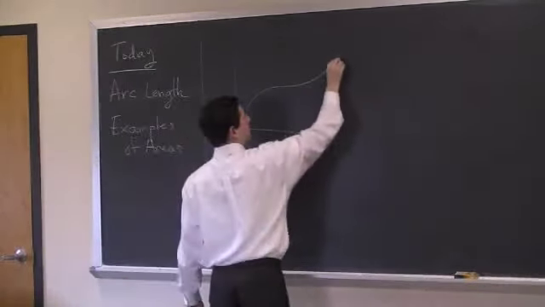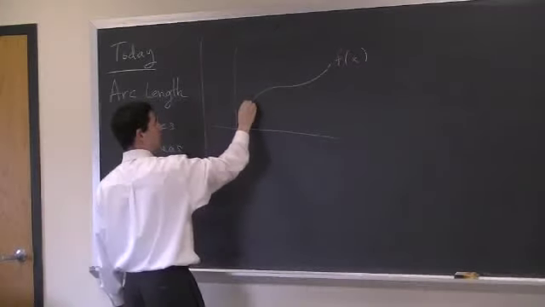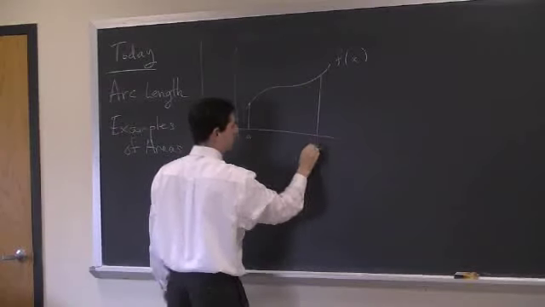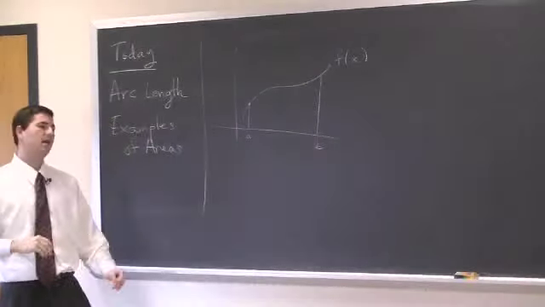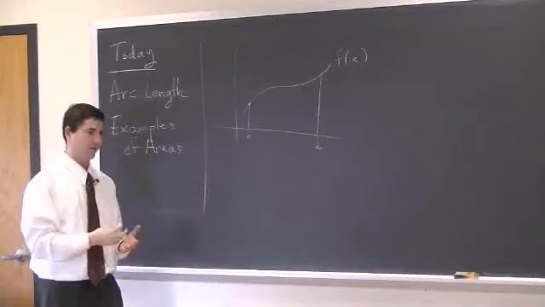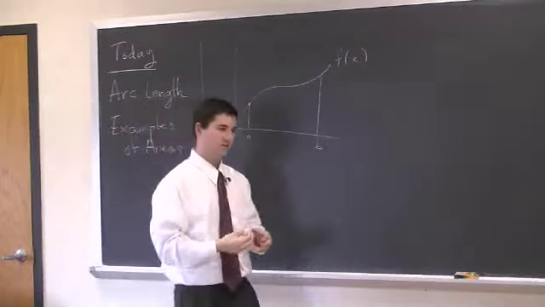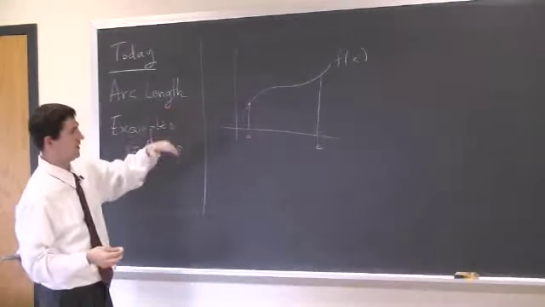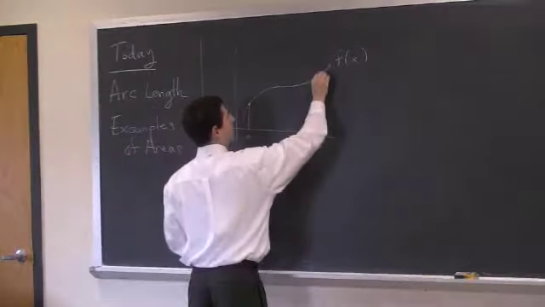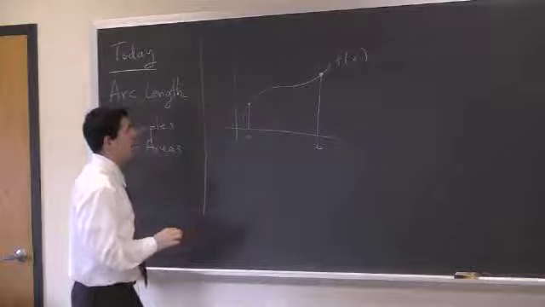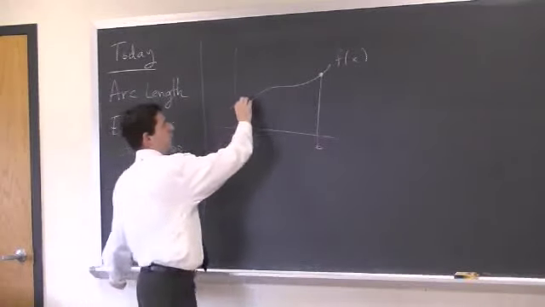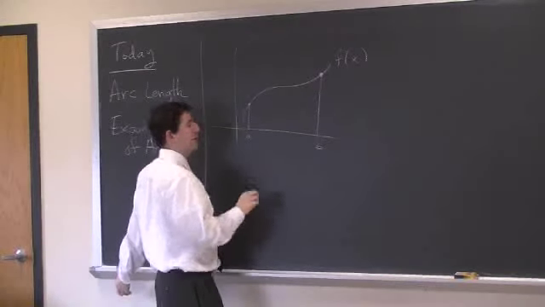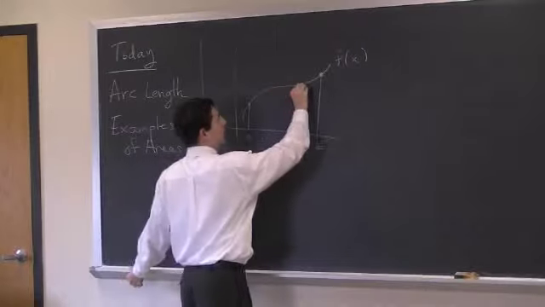You have some function f of x. We choose 2 points, A and B. Of course, we always have our standing assumptions that f is sufficiently nice to make everything work, so usually continuous, possibly differentiable. In this case, we're going to want differentiable. Okay, and so we have this nice curve, and before, of course, we computed the area under the curve above the x-axis. Now we forget about that, and we say we just want to know the length of this line in between.